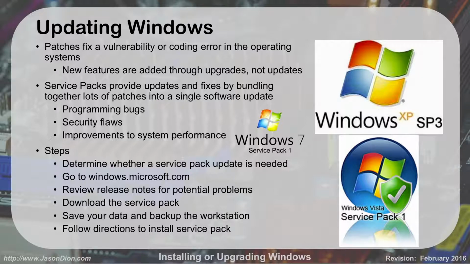How do you do this? Basically, you're going to determine what Service Pack update is needed. So if I just install Windows 7, I want to make sure I have at least the latest version, which is Service Pack 1. I go to windows.microsoft.com, I can review the release notes. So it'll tell me about the problems that there were. I can download the service pack, and then I can install that service pack. And I always want to do a backup before I do some sort of a big update like that.